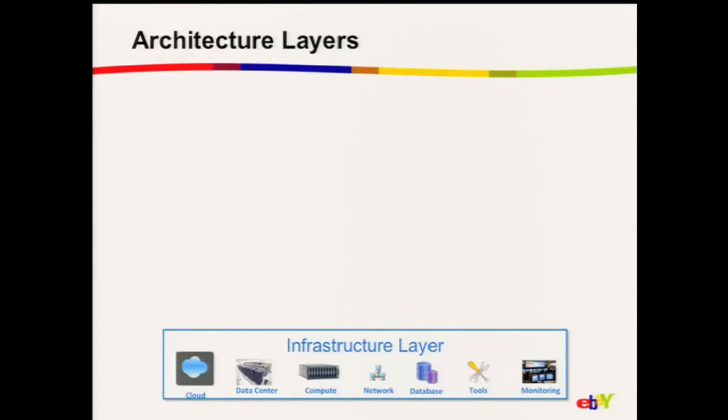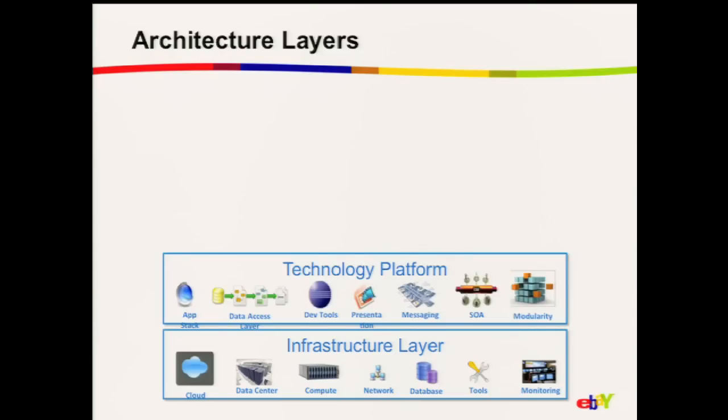So this is the architectural layering of eBay. We have an infrastructure layer which takes care of all the infrastructure, like your cloud for deployment, data centers, compute, network, all the infrastructure pieces. On top of that, we have a technology platform. This is where you have your key pieces like your data access layer, your SOA framework, presentation framework, messaging framework, logging framework, all the infrastructure technologies needed for any application to be built.